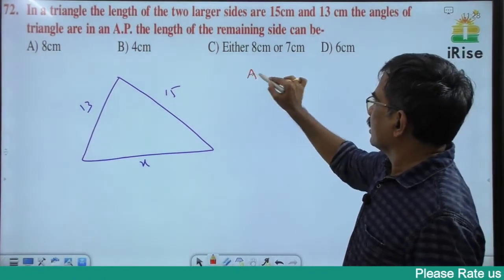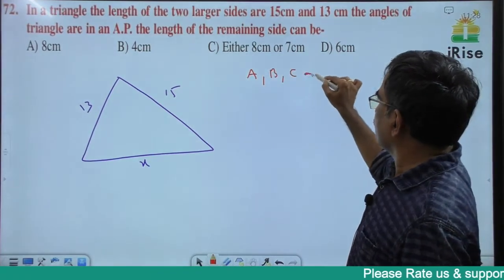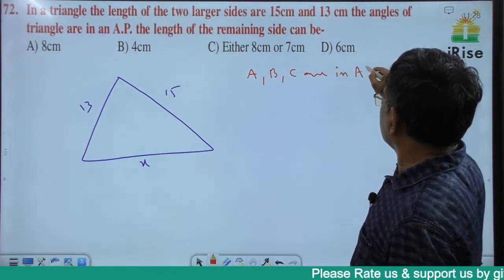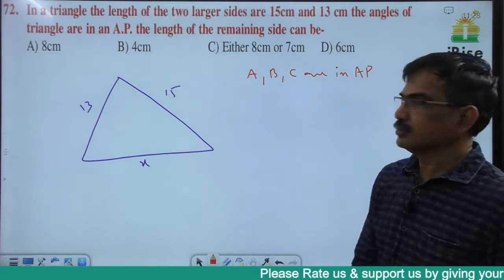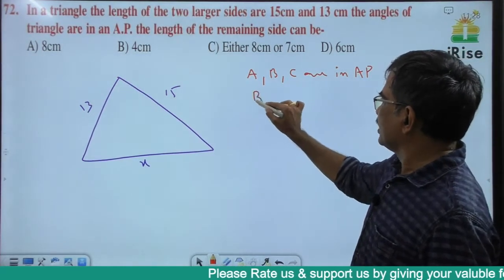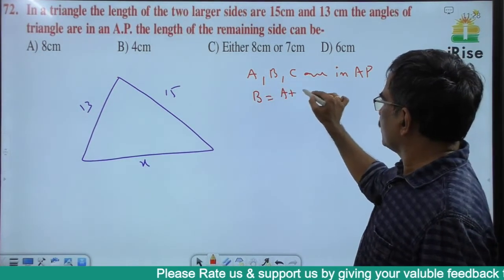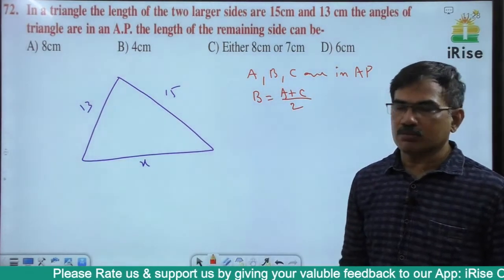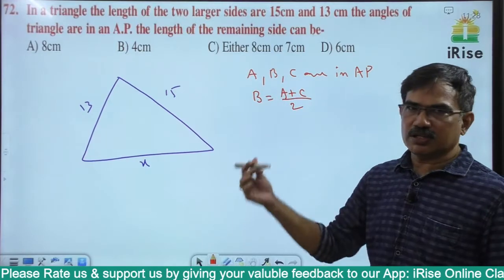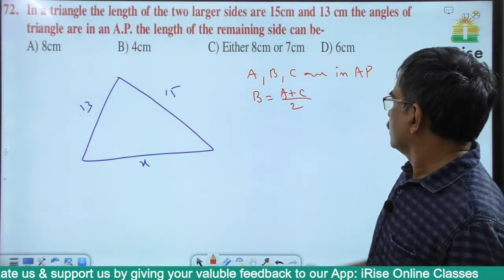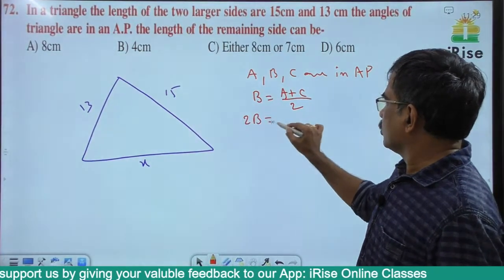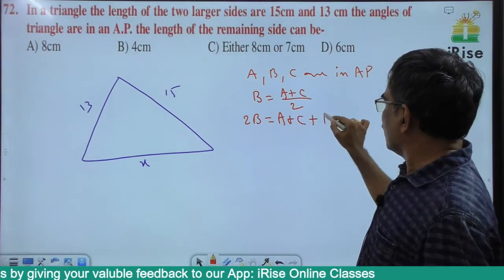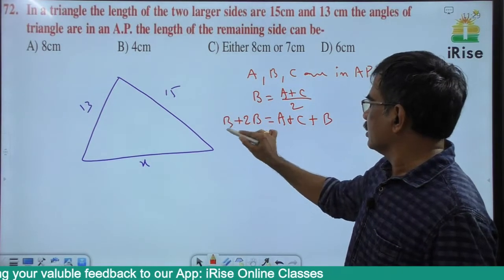Here, angle A, angle B, angle C are in AP. Then B is equal to (A plus C) by 2 according to arithmetic progression. Middle term is equal to (first term plus last term) by 2. So 2B is equal to A plus C. I want to add B on both sides.